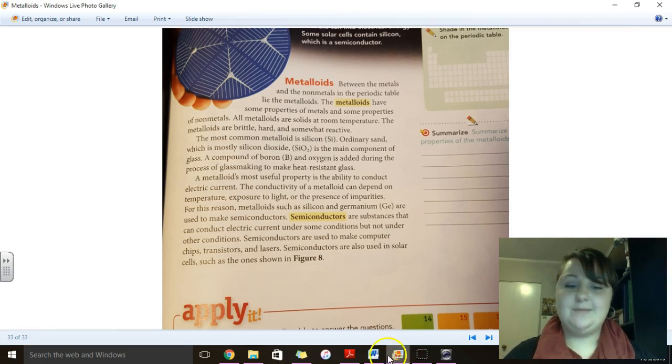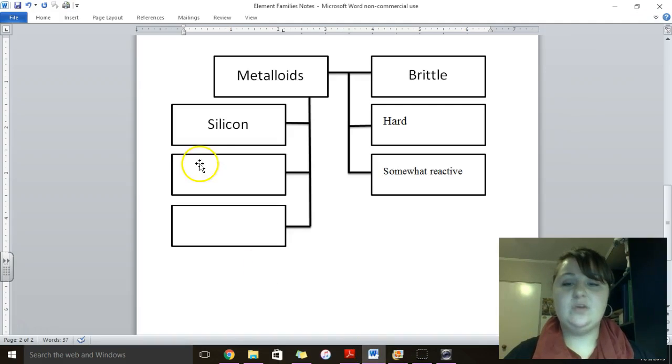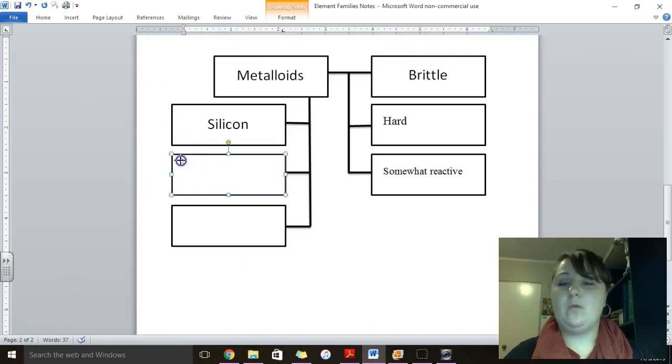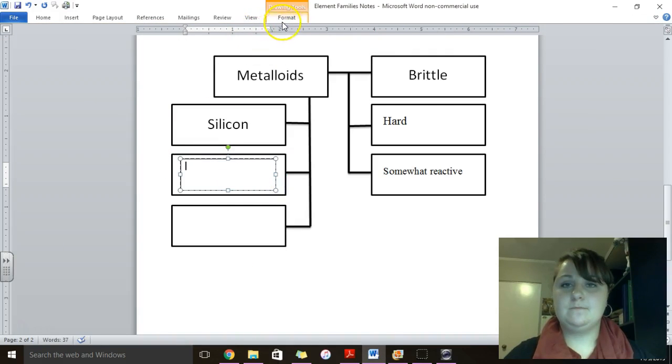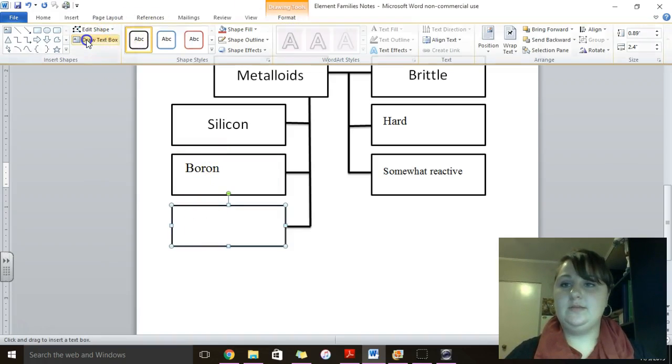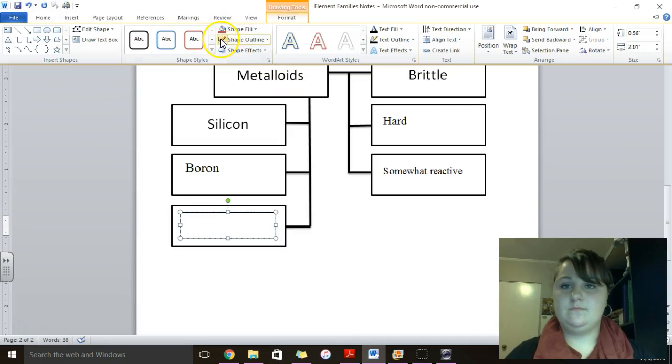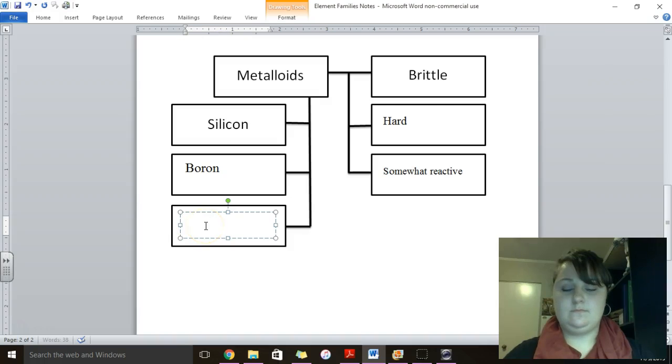So let's go back. I'm looking for two examples. One of them was boron. Let me make that a little bigger. And the other one was germanium.